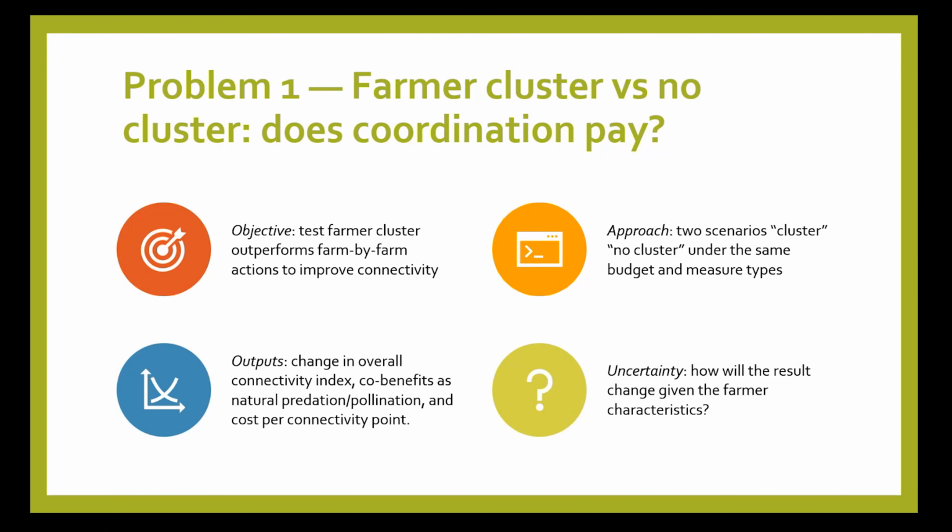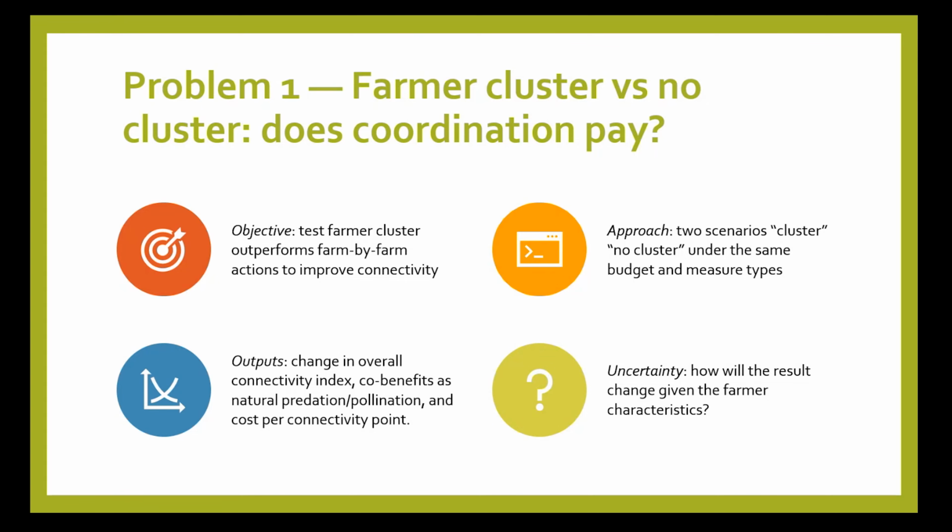And ideally, what we would like to see as a user with this type of problem is how the connectivity index is affected in the two scenarios. What are potential co-benefits? If we use this specific measure to improve connectivity, are we also gaining in terms of pollination or natural predation? And what are the costs per connectivity point that we are gaining? Of course, we will also need to know the uncertainty of the result and how initial parameters or specific characteristics of the landscape or the farmer affect the observed results, and this ideally in real time.